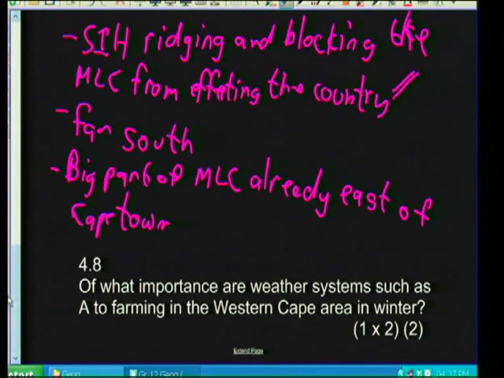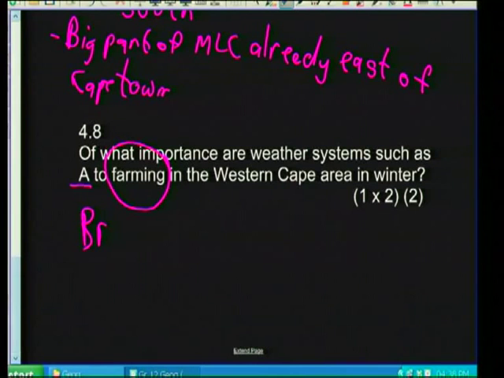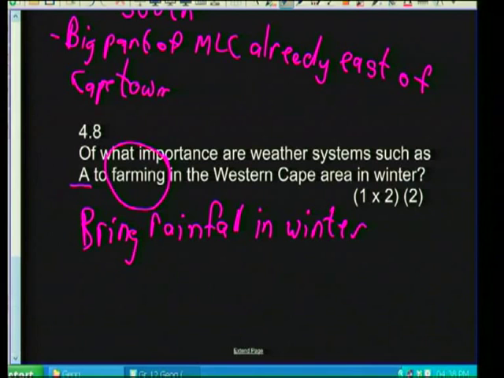Of what importance are weather systems such as A to farming in the Western Cape? And I'm going to emphasize one word here. Farming. So our answer must be specific to farming. Again, we found quite a significant number of learners just went on to the effects, and it wasn't even related to farming. So it has to be related to farming. So we said it brings rainfall in winter, which is significant to farming, obviously.